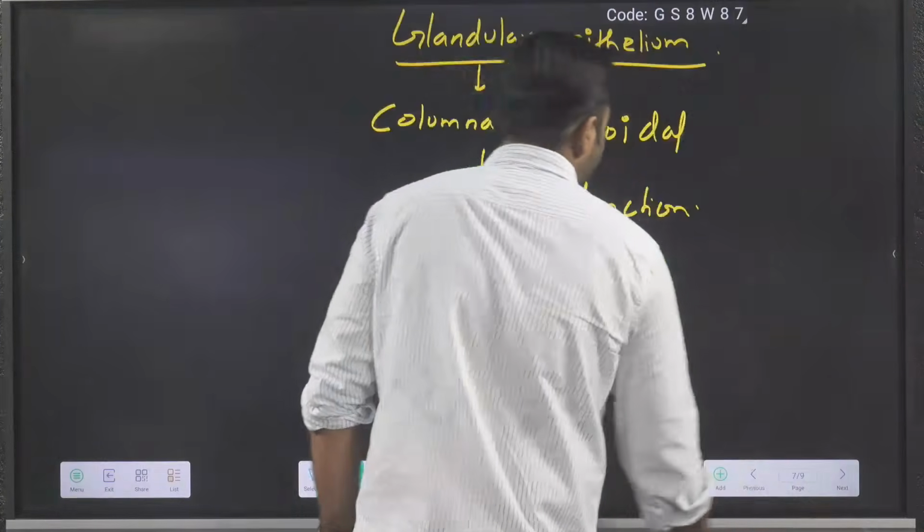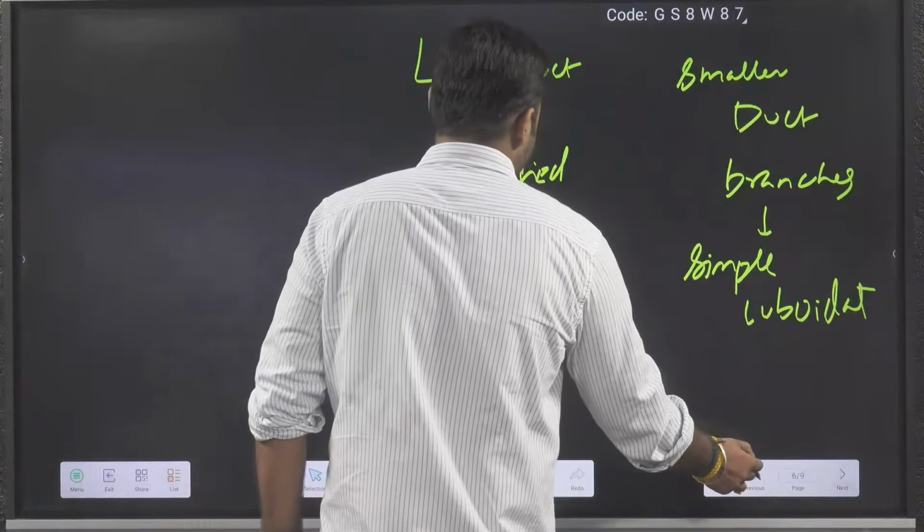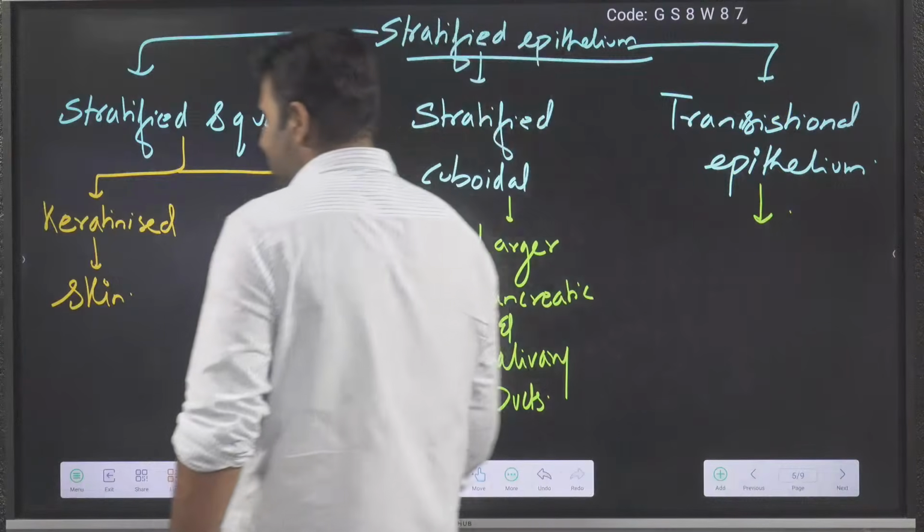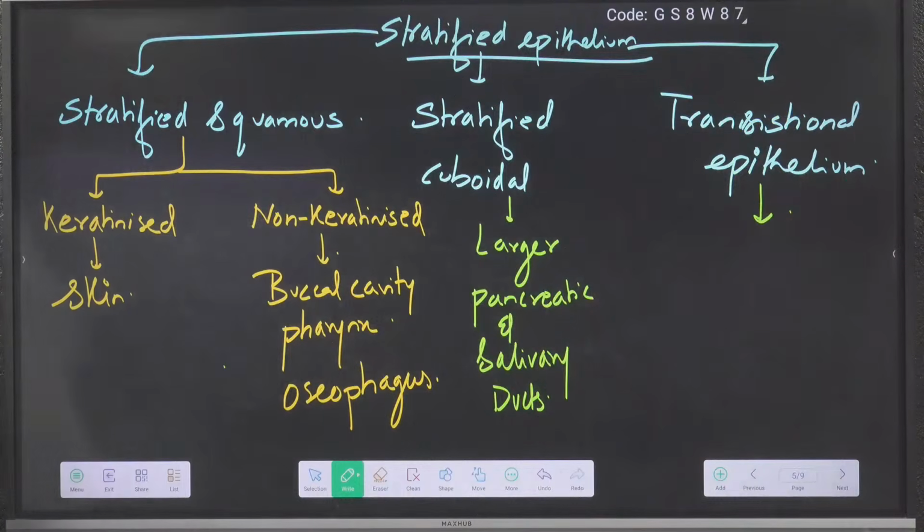And lastly, transitional epithelium. Tell me anyone, where will transitional epithelium be present? Tell me fast. Where will transitional epithelium be present?